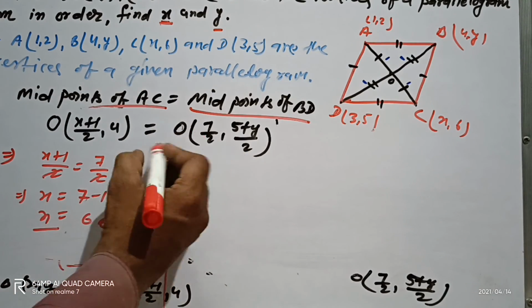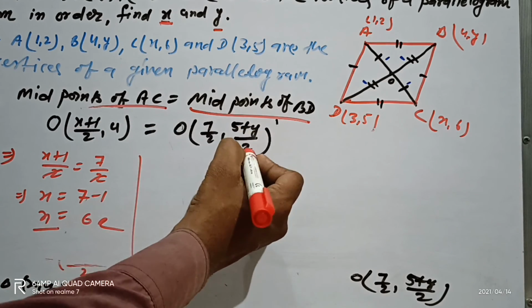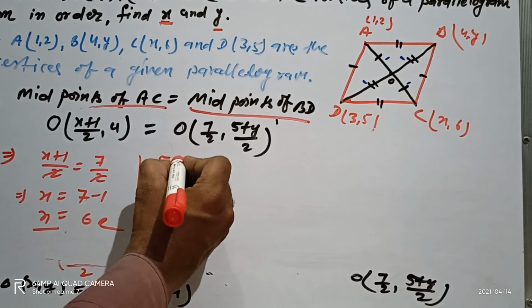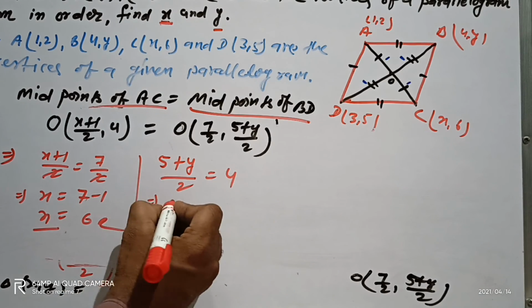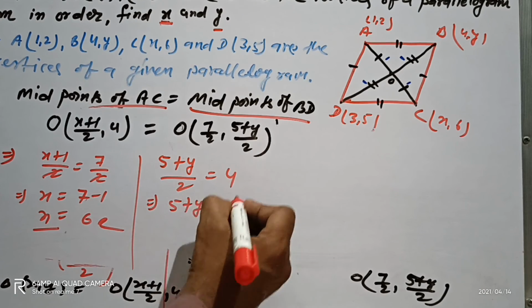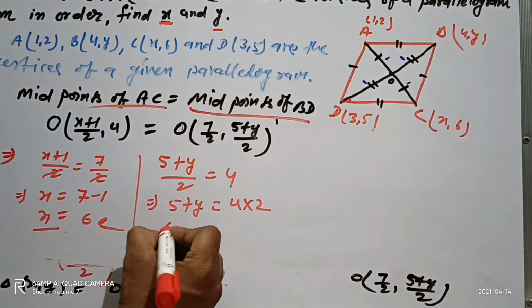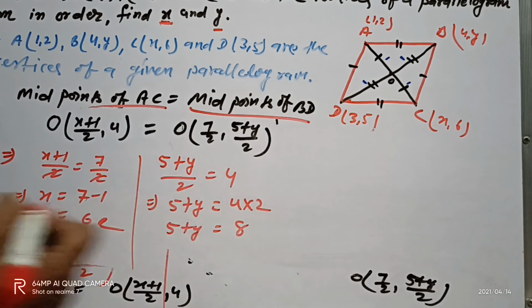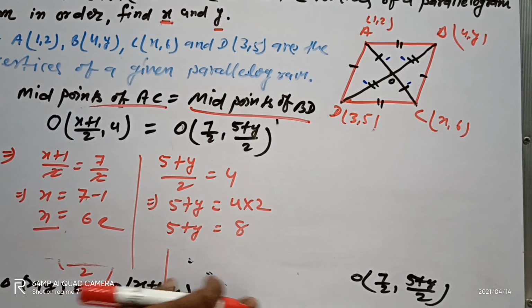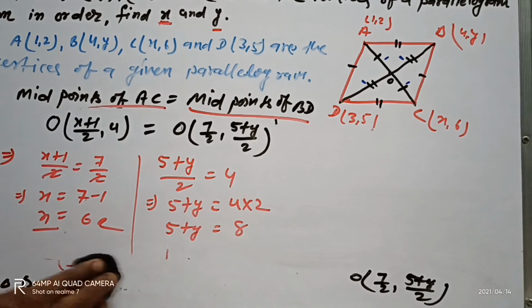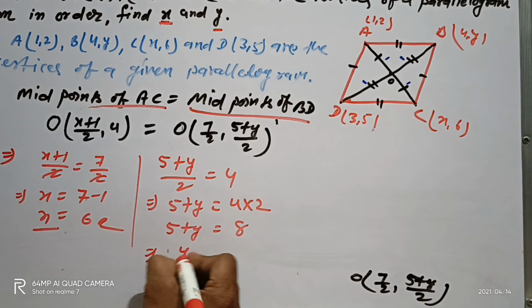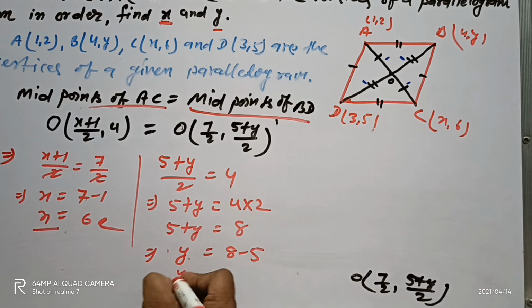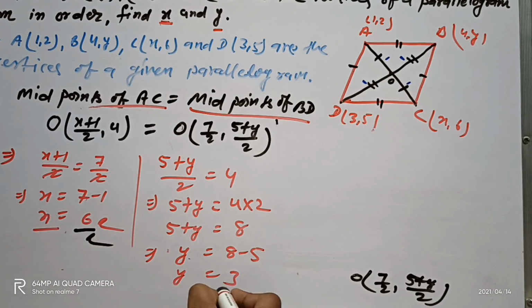And here again, we write 4 and (5 + y) by 2 is given. So we can write (5 + y) by 2 is equal to 4, no problem at all. Now we can continue with that. 5 plus y, if 2 comes this side, will be 4 into 2. So 5 plus y is equal to 4 times 2, that is 8. Now if 5 comes to this side, y is equal to 8 minus 5, so y will be 3. So the value of x we have got is 6 here, and the value of y we have got is 3 here.